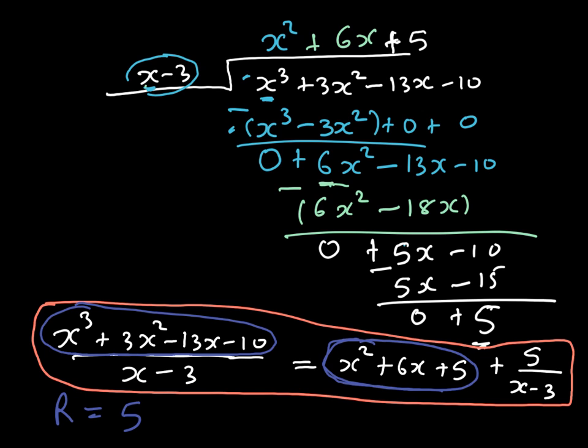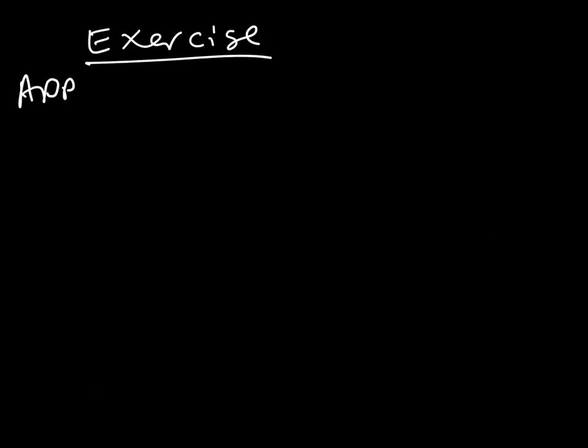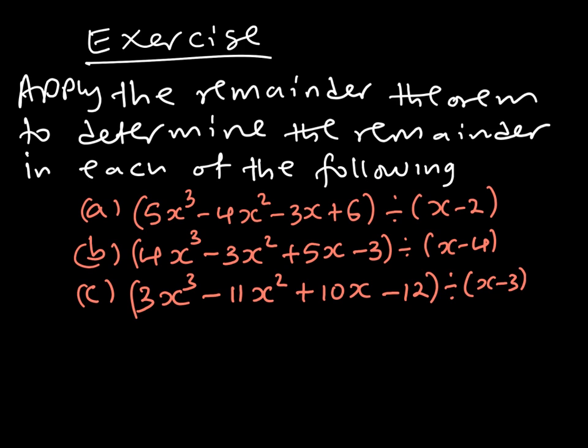All right, let me give you a small exercise about finding the remainder if you are given a polynomial and then the divisor. Just apply the remainder theorem to determine the remainder in each of the following cases. So I've given you polynomials, then the divisors. So you go ahead and apply the remainder theorem and find the remainder.